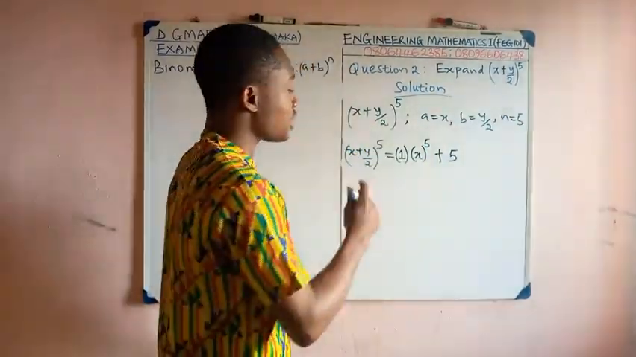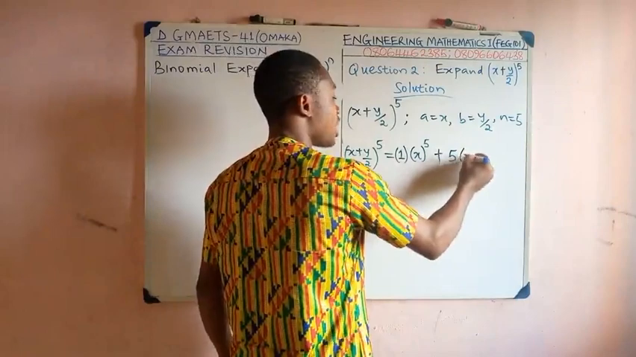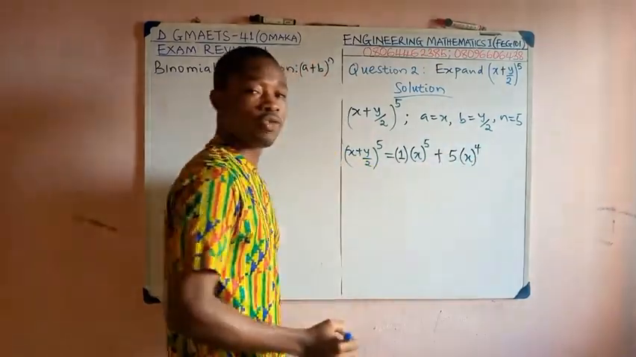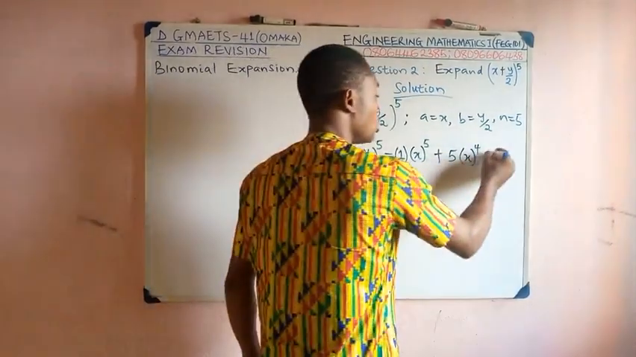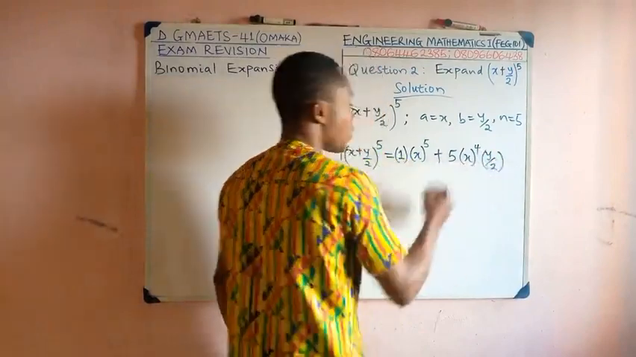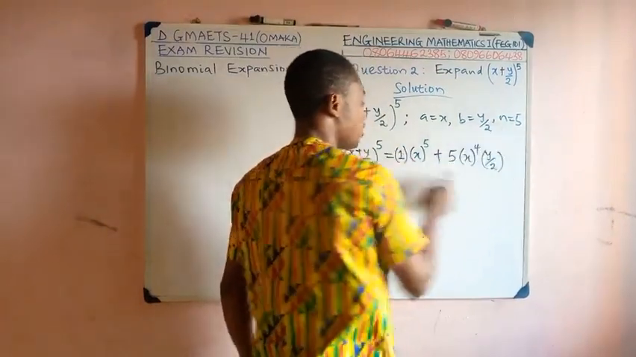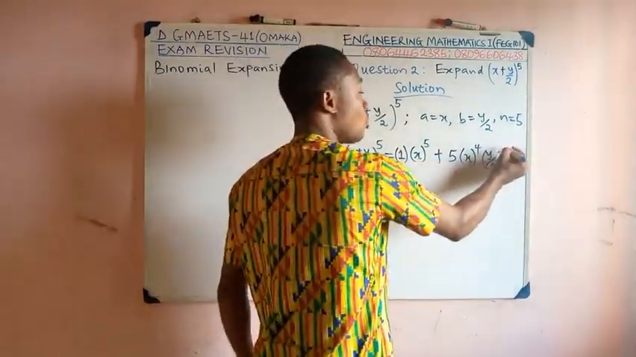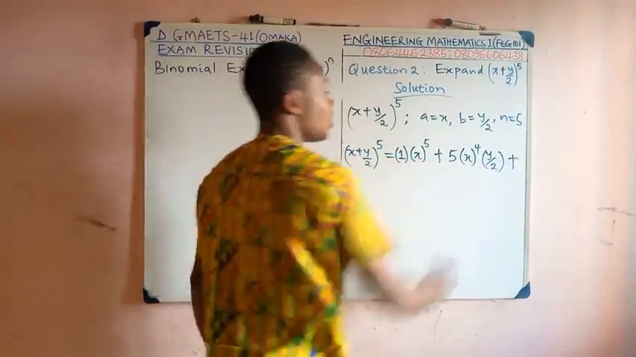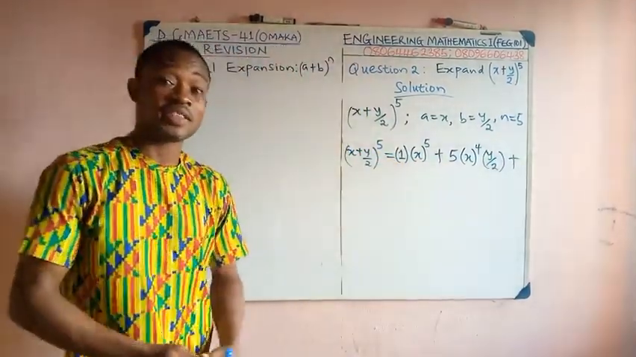5 times 1 divided by 1 is 5. So it's going to be 5 times x. The power of x will decrease to 4. Then times y over 2. The power of y over 2 will now increase. Remember, it was 0 here, so here it will now become 1. No need of putting the 1 there. We are moving on to the next term, that is the third term.